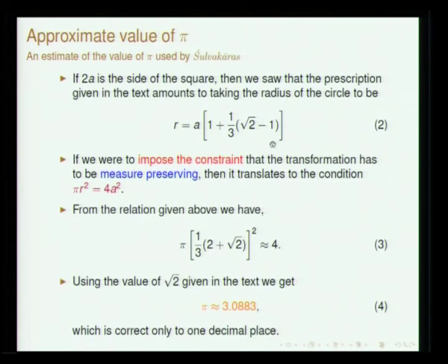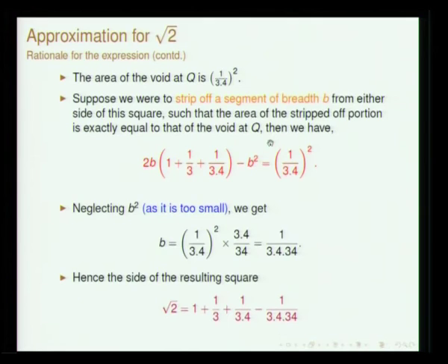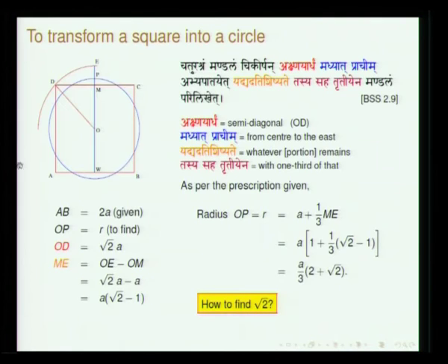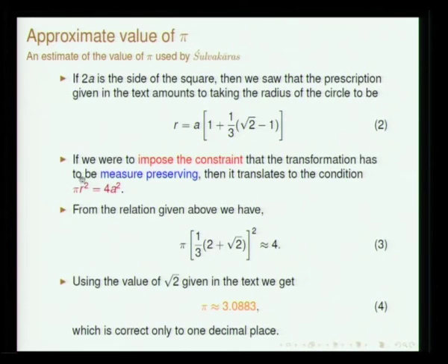So, we saw in the previous slides, when we had the problem of transforming a square into a circle, the expression for the radius was a by 3 into 2 plus root 2. And how did they find out root 2, that also we saw. So, this is what we saw, the radius is this.